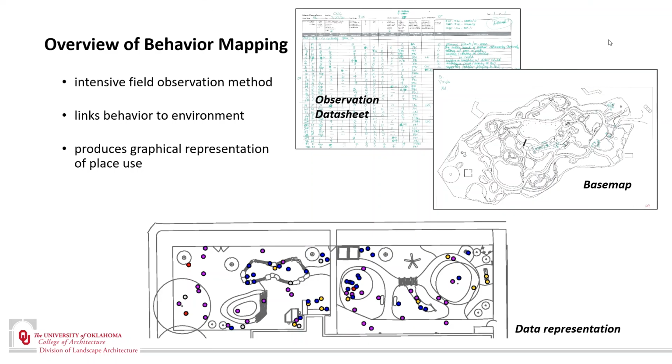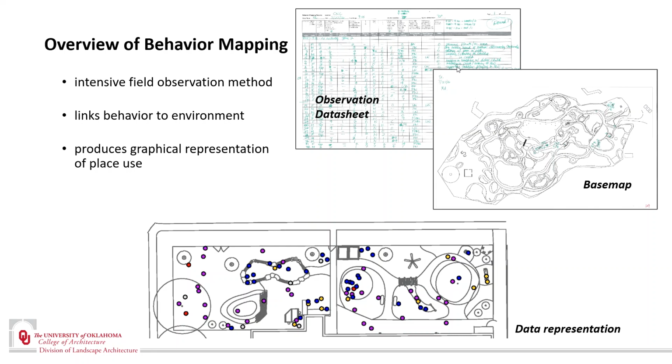Behavior mapping is an intensive field observation method that links behavior to the environment. And there's always two types of information you want to collect. The first is the behavior, and the second is the location of that behavior. So let's take a look at this observation data sheet. This is where you record the behavior. The columns represent the behaviors of interest, and in the rows you populate the behavior that you observed. This last column we always leave open so that we can write a description of the activity.